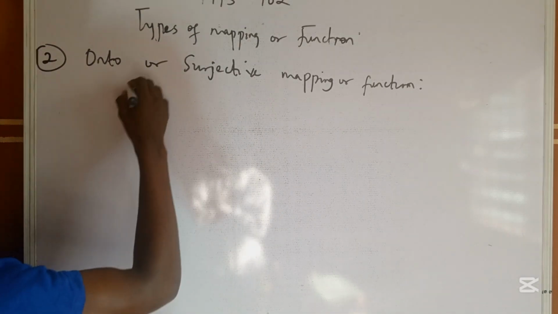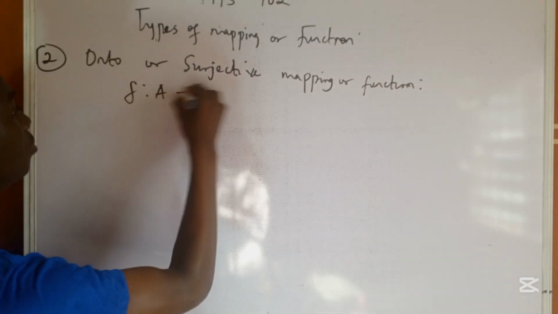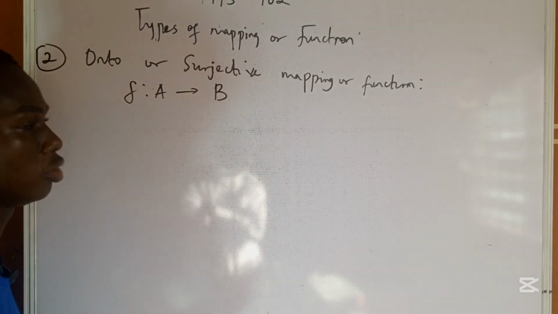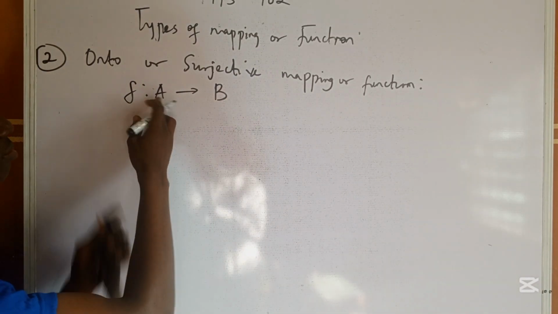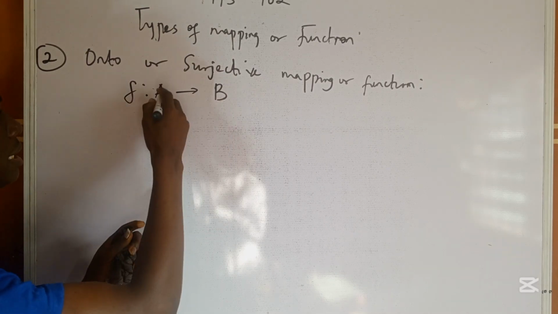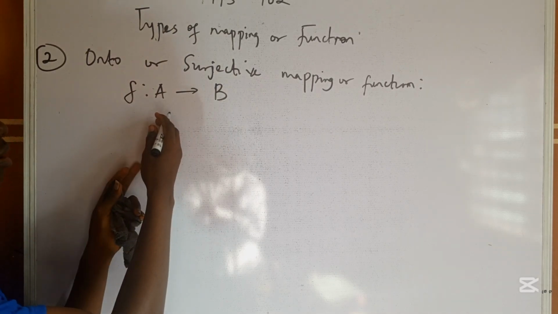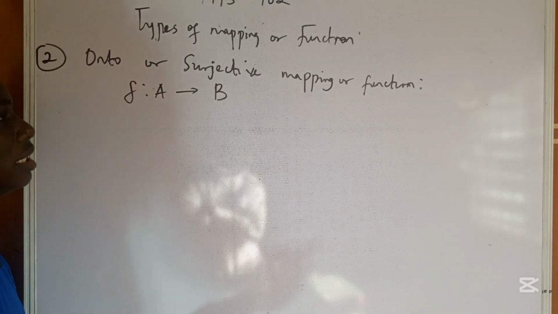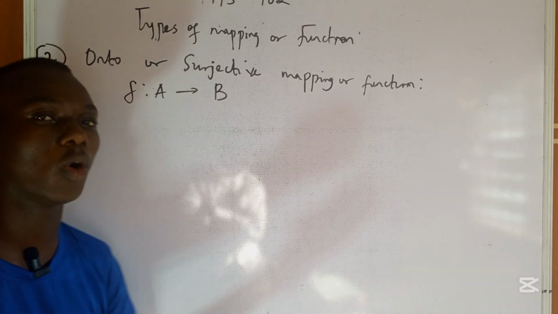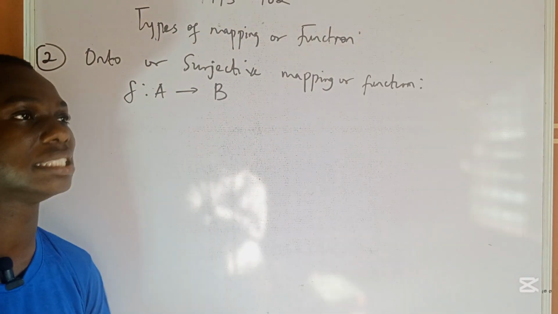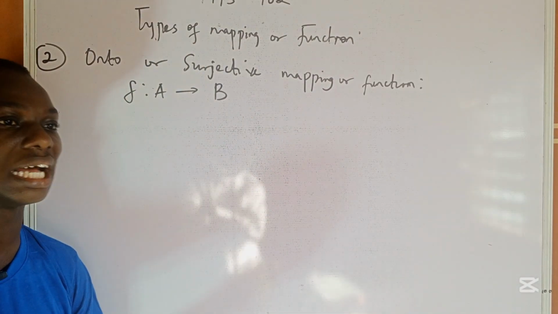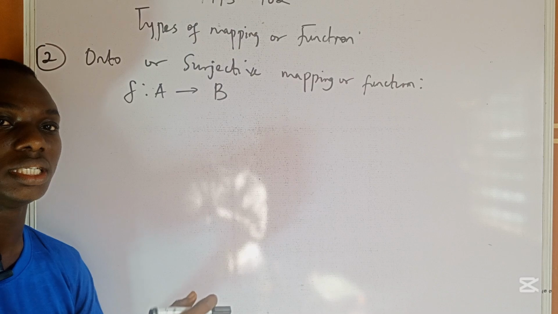Now, a mapping from A to B. From what we did at the beginning of the class, I said when you have something like this, A is called the domain, then B is called the codomain. Now, a function or a mapping is said to be onto or surjective if all the elements in the codomain have a pre-image in the domain.